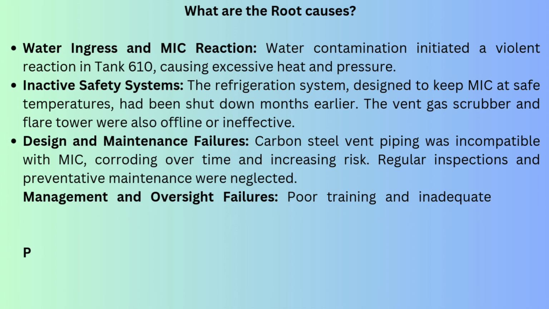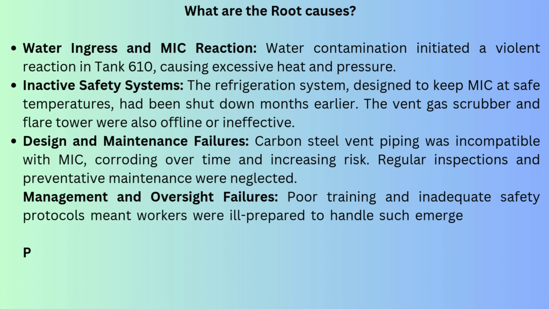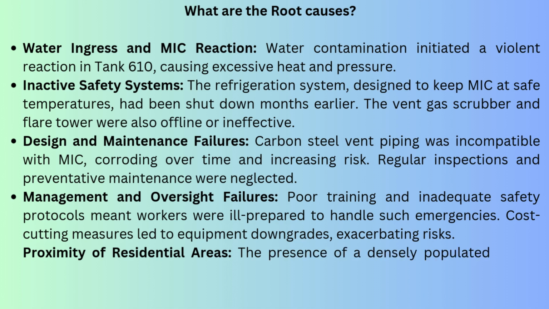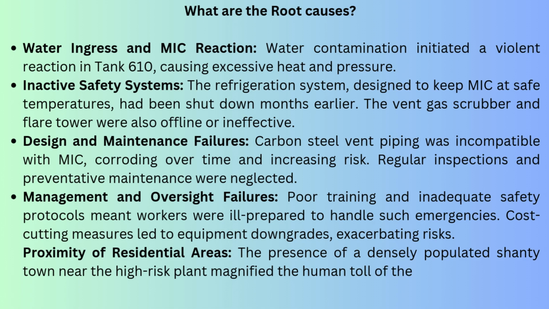Management and oversight failures. Poor training and inadequate safety protocols meant workers were ill-prepared to handle such emergencies. Cost-cutting measures led to equipment downgrades, exacerbating risks. Proximity of residential areas. The presence of a densely populated shanty town near the high-risk plant magnified the human toll of the disaster.